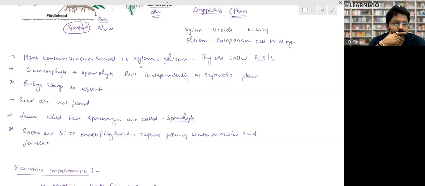Clear? Yes, sir. Okay. Next, the plant have well-defined root, stem, and leaves. Plant have well-defined root, stem, and leaf.